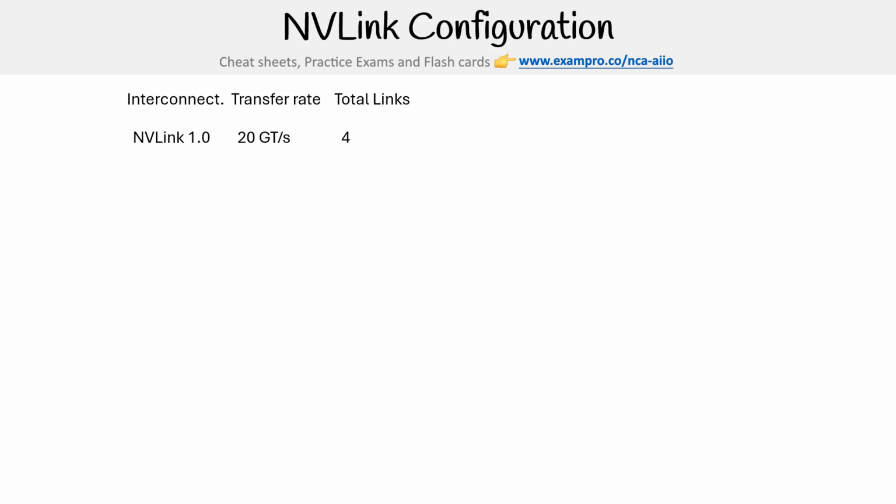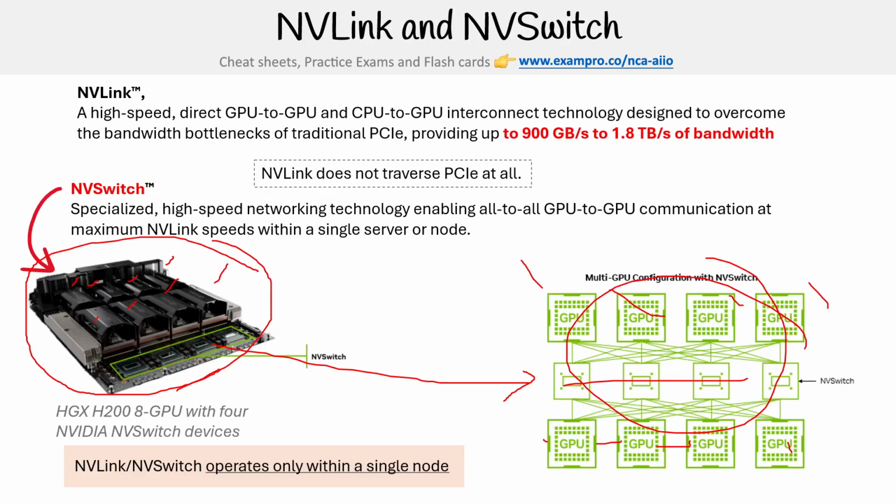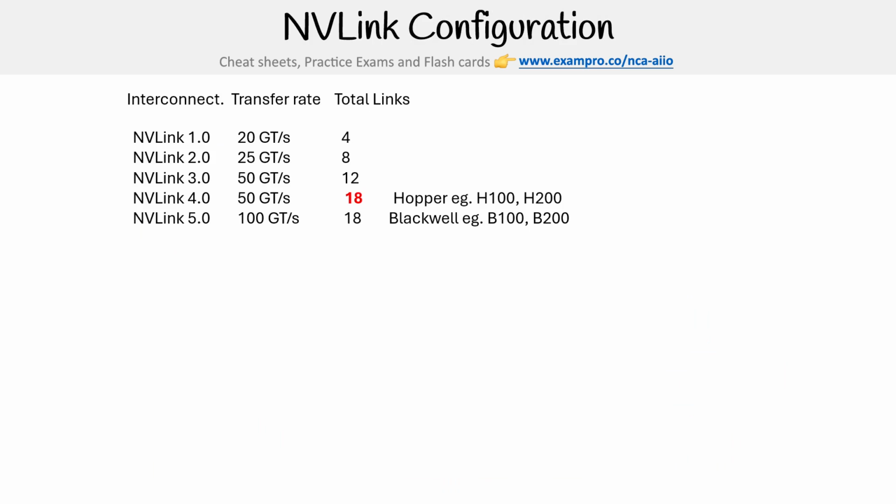But for NVLink, we have a 20 gigabyte transfer rate with 4 links. For 2, it's 25 with 8. For NVLink 3, it's 50 with 12. For NVLink 4, and that's what we're using with H100s, we have 50 with 18. So if we come back over to here, I don't know how it works, but there's 8 of them, and 8 becomes 18 between the way that they are crisscrossing like that. Whoever's good at math, you tell me how that works.